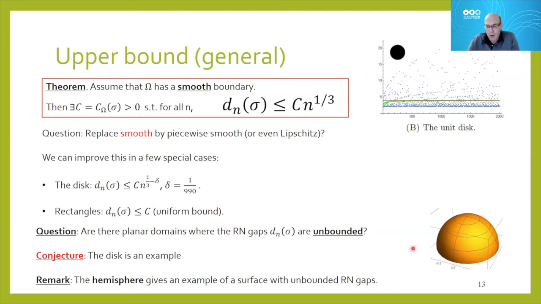If we go away from planar domains and look at Riemannian surfaces and look at the Robin Neumann gaps there, there is an example of the hemisphere where we can actually do better, and there we understand there's a nice theory of the Robin Neumann gaps which you can cook up, but in particular we can prove that in that setting the Robin Neumann gaps are not bounded for the hemisphere. But for planar domains, we don't know if there's any example.